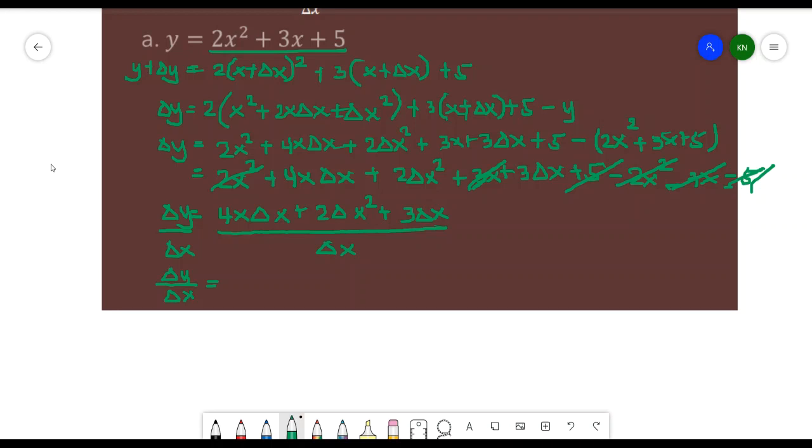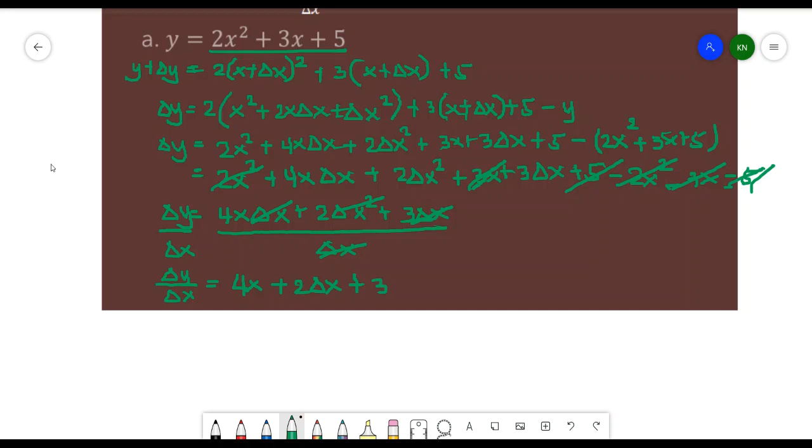so 4x delta x divided by delta x, that is just 4x, since that will be cancelled. 2 delta x squared, we can cancel one of this. So what we have left is 2 delta x. And then 3 delta x divided by delta x, that is 3. So we now have 3. So this is now what we have left in the function.